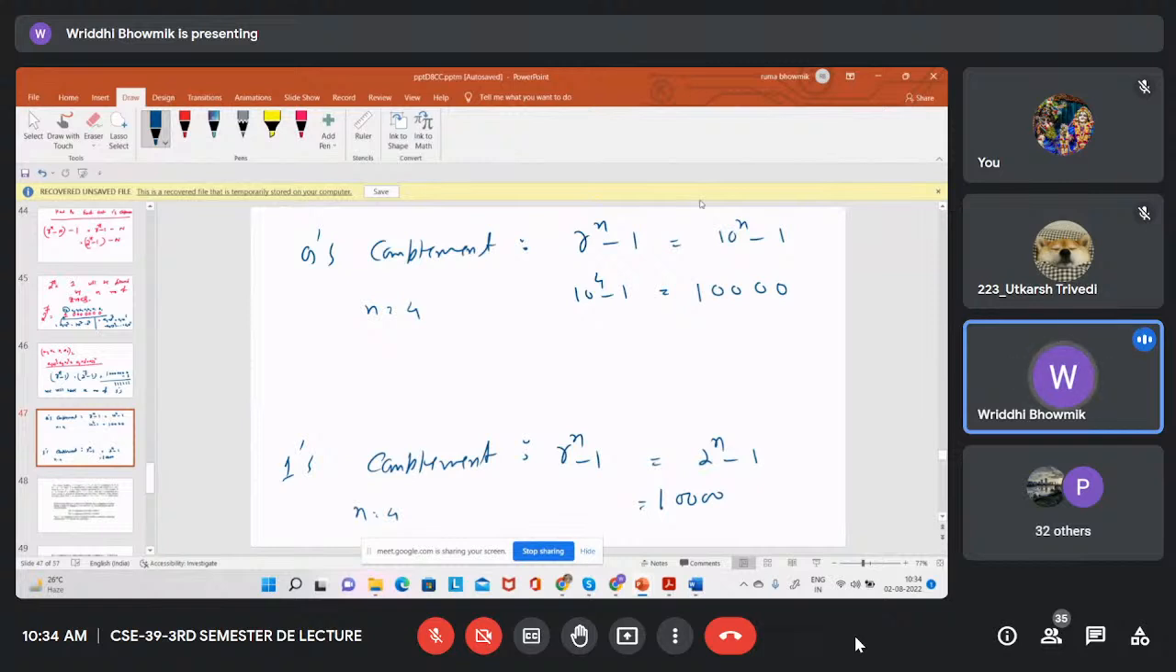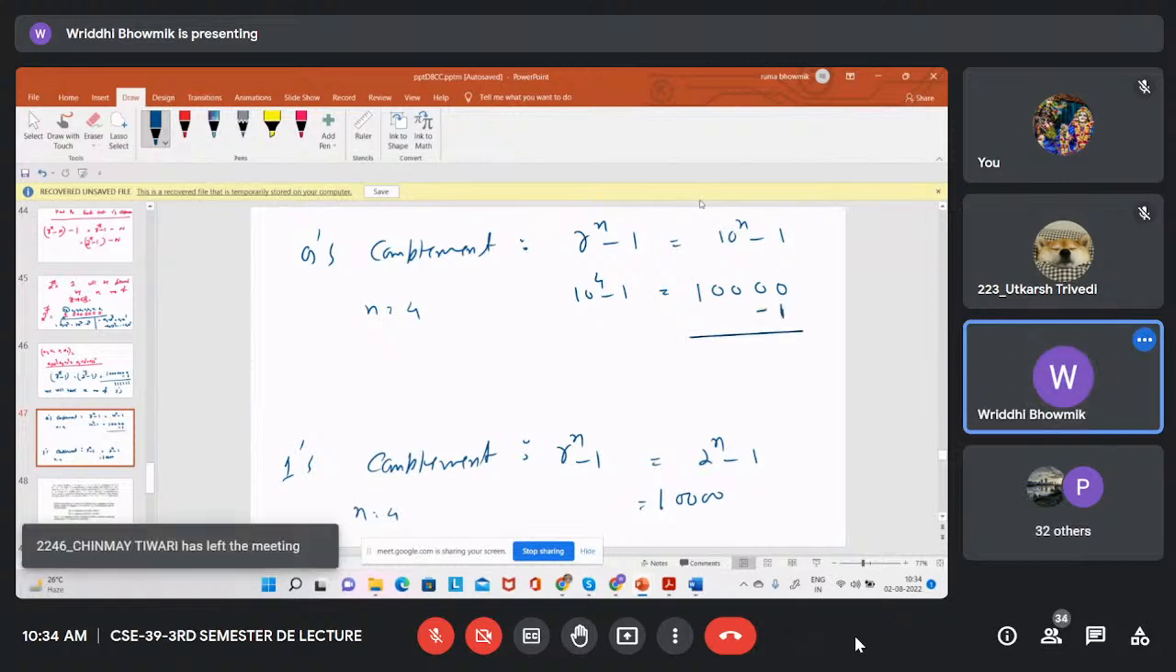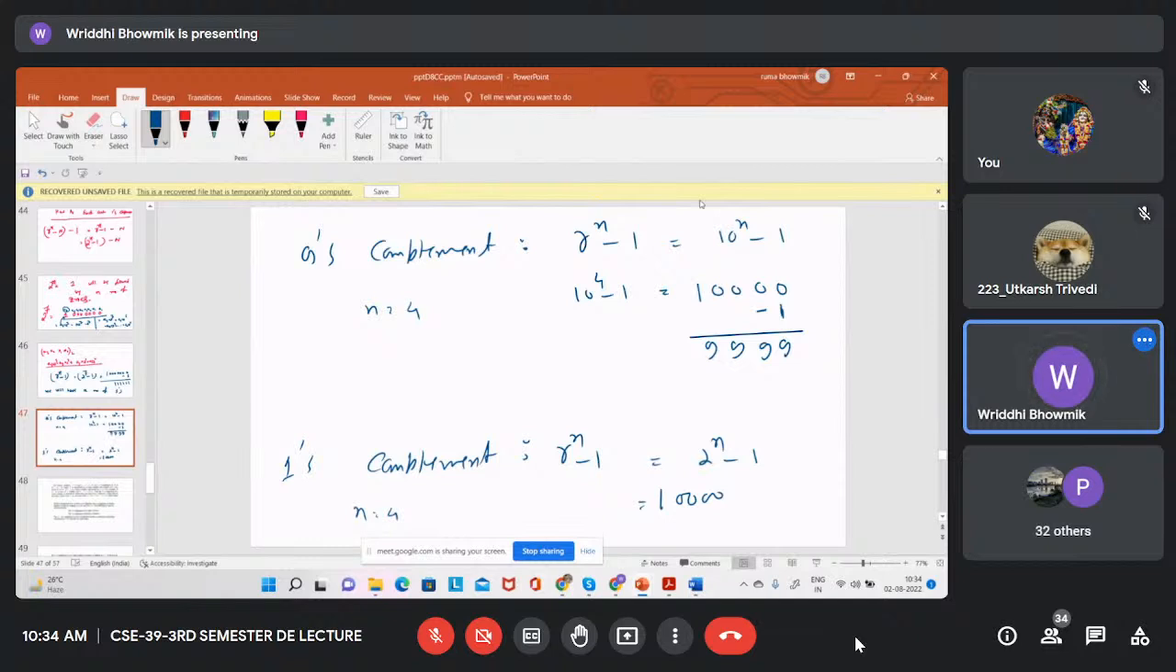Now, if you go for minus 1, what do you have? You have 9, then 9, then 9, and then 9. So you actually have four 9s. Again, if you do this minus, you are following the subtraction rule.